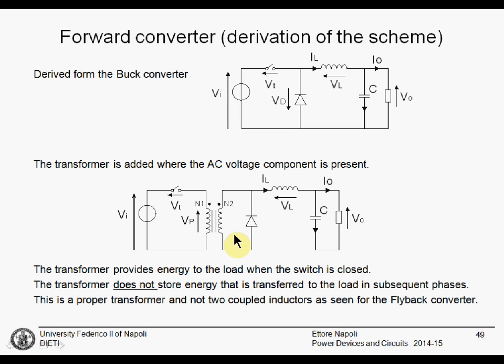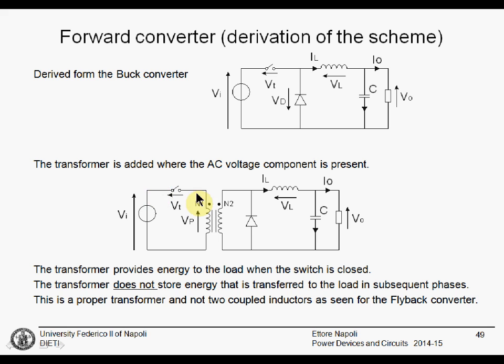In principle, we already understand the working principle of this forward converter. When the switch is on, we will have the voltage here. This voltage will provide energy to this LC tank that is storing energy and is filtering the DC component for the output.